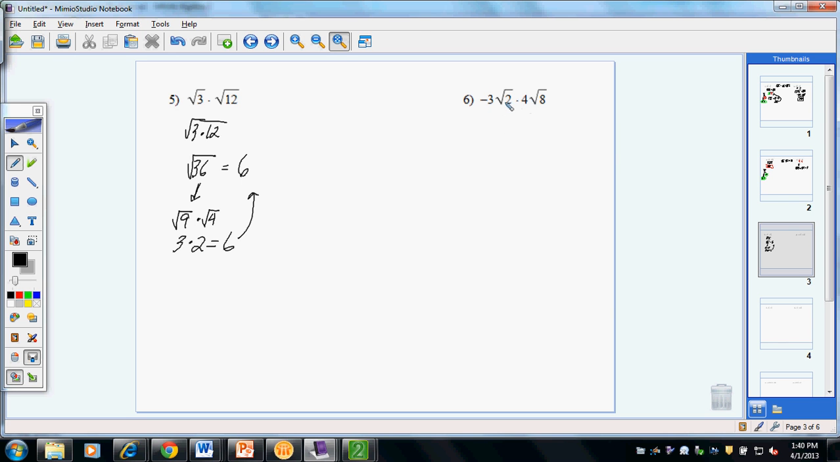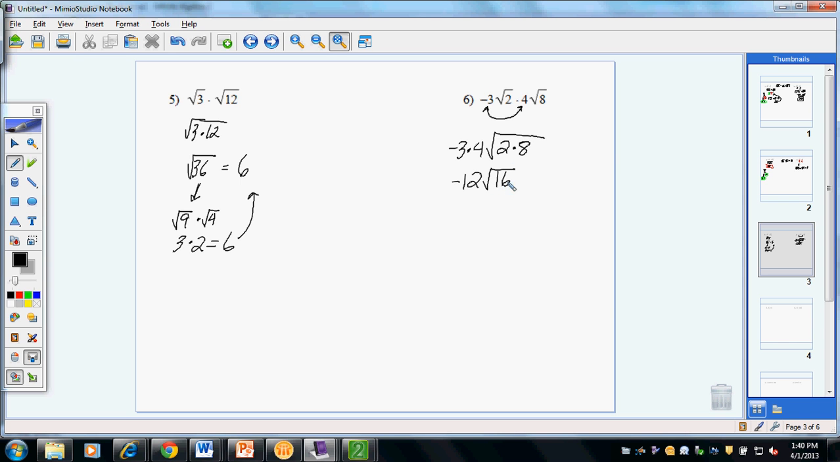Now we have something a little bit different because we have coefficients out here in front of the radical. So we've got to multiply at two different levels. Here, we multiply our coefficients in front of the radicals, so we have negative 3 times 4. And then we're also going to multiply our radicands, 2 times 8. So now we're left with negative 12 square root 16.